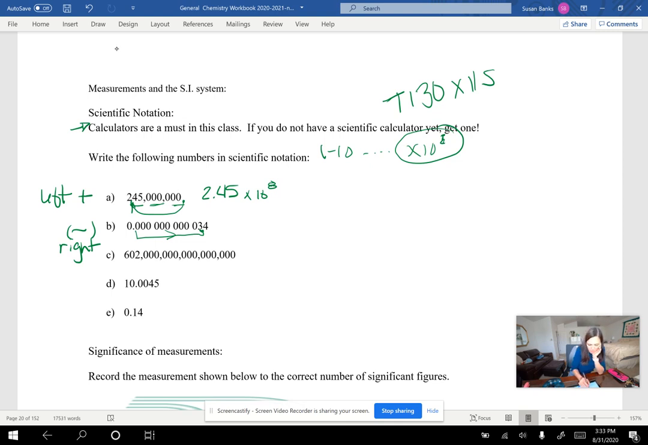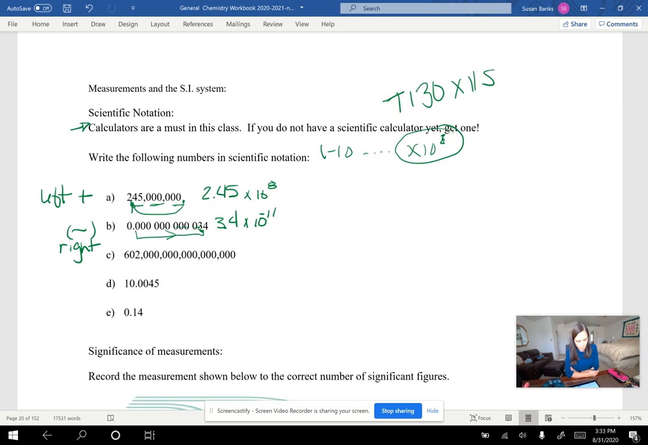So I'm going to do 3.4. And I need to figure out how many spaces I moved it. So 3 plus 3 plus 3, that's 9, plus 2 more is 11. So 3.4 times 10 to the negative 11 is what we are going for. Okay, see if you can try C, D, and E on your own. Pause this video for a second.